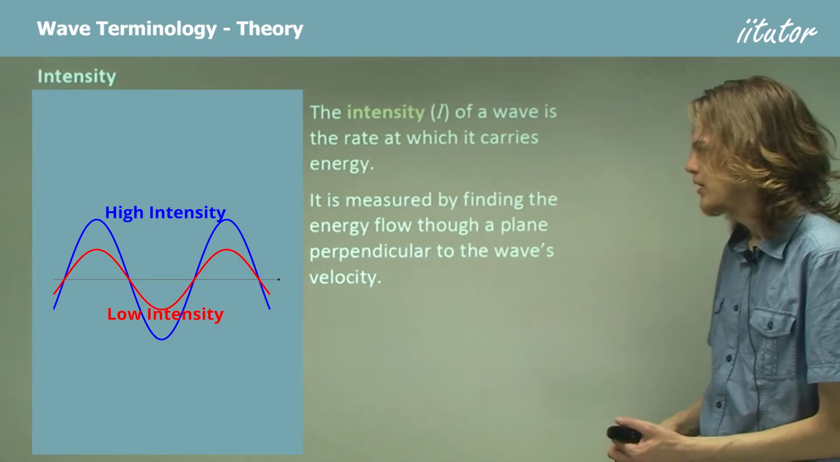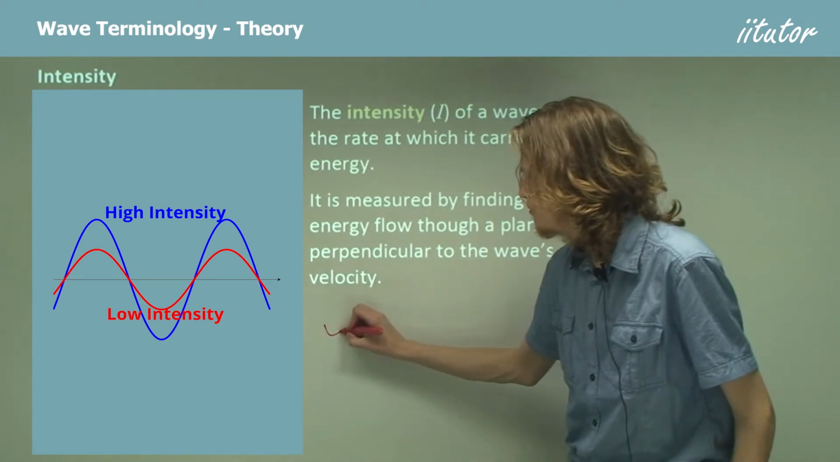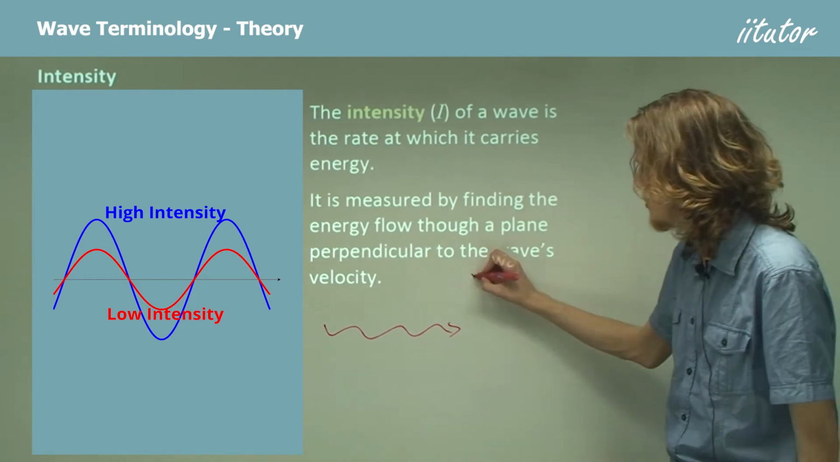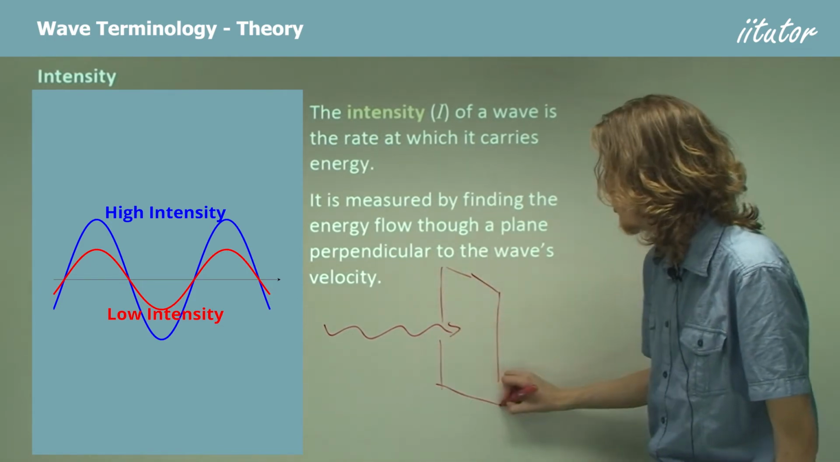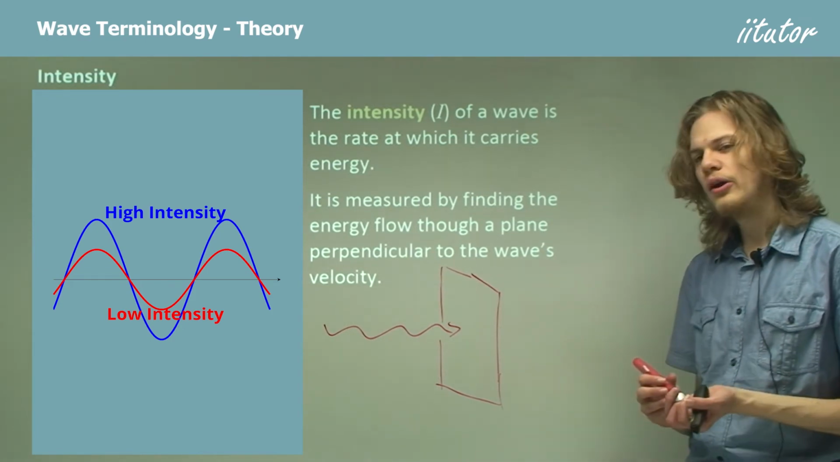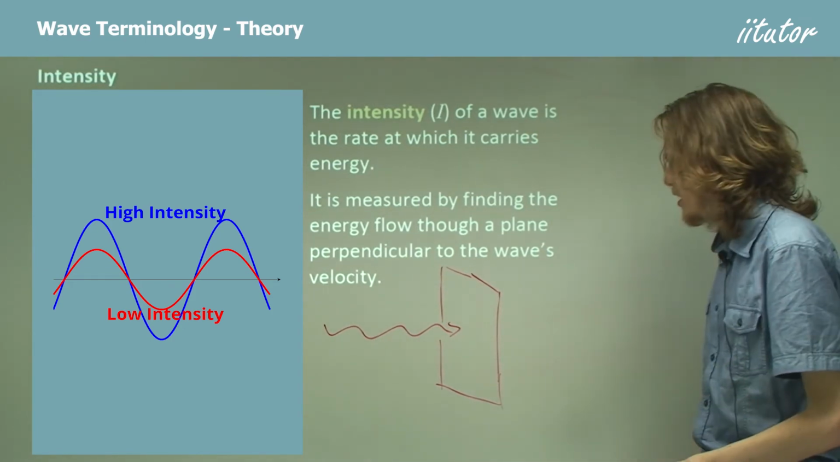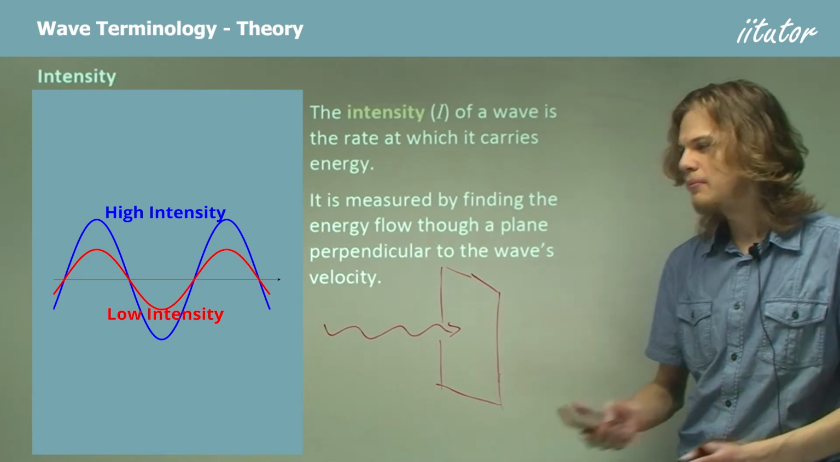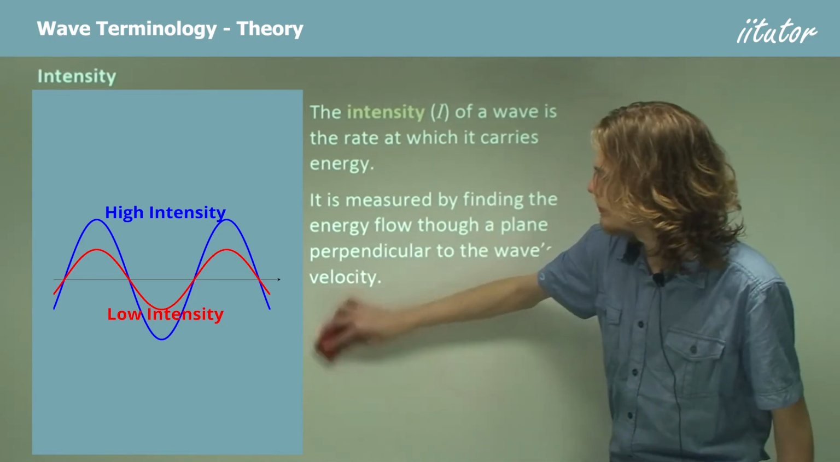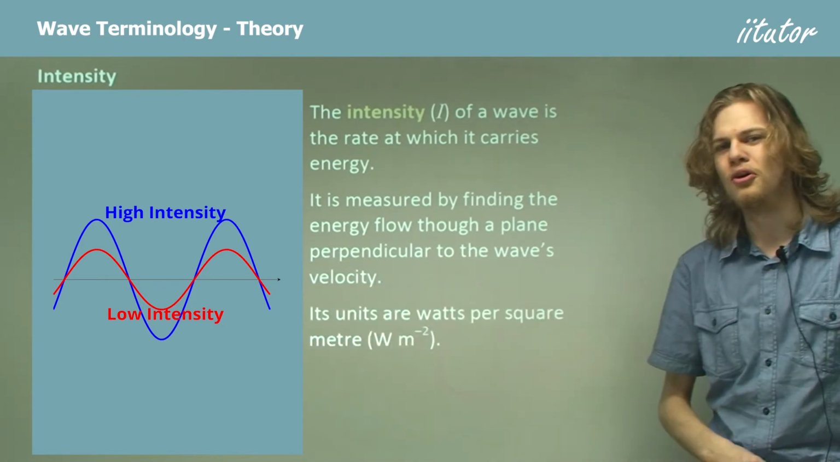Now, what does this mean? It means that if we have a wave traveling left to right, then we're measuring how much energy it brings through a little square plane like that. Make sense? So we're going to be measuring this in the amount of energy it brings over time per square meter. And the units that we use for this are watts per square meter.